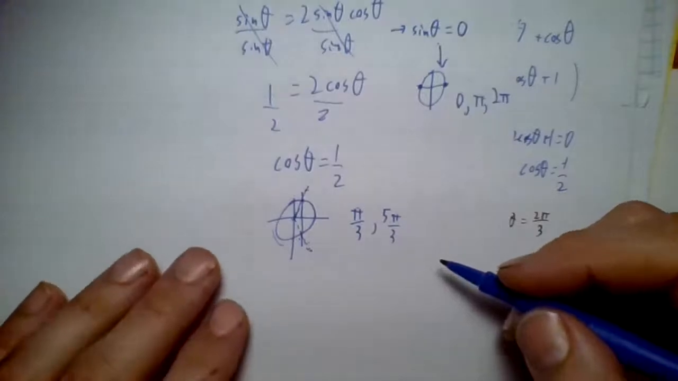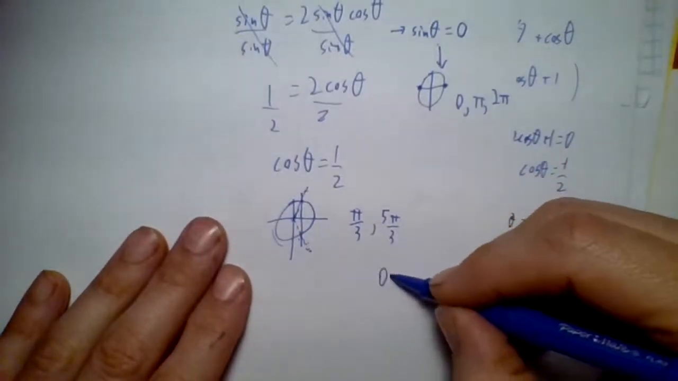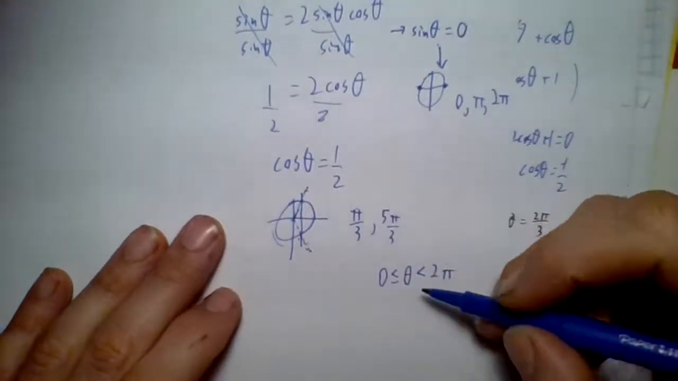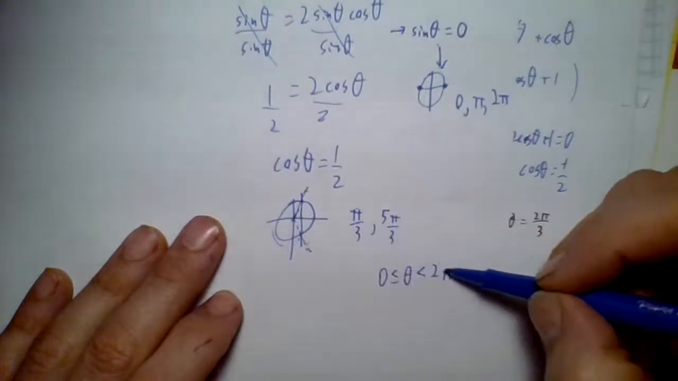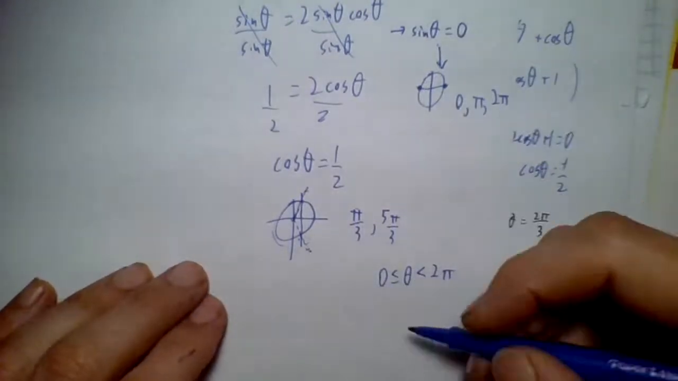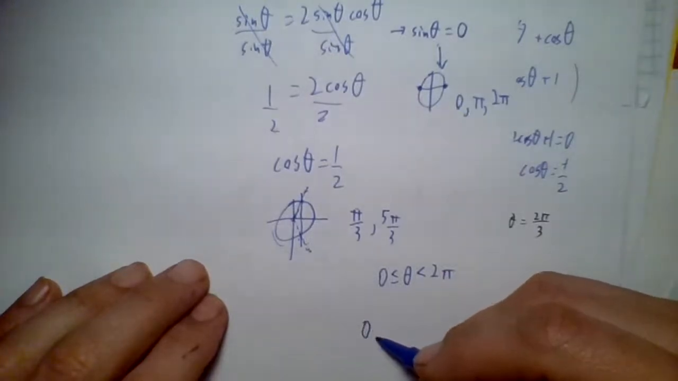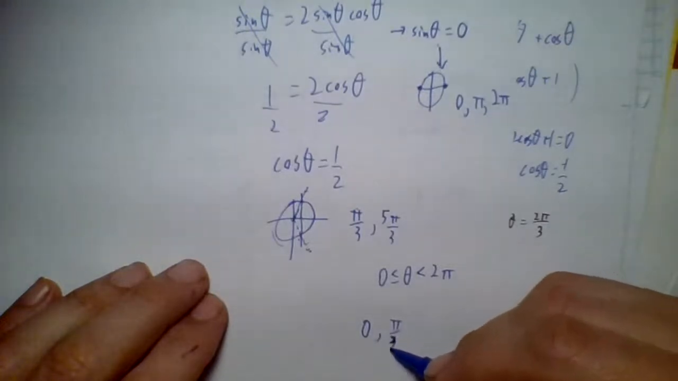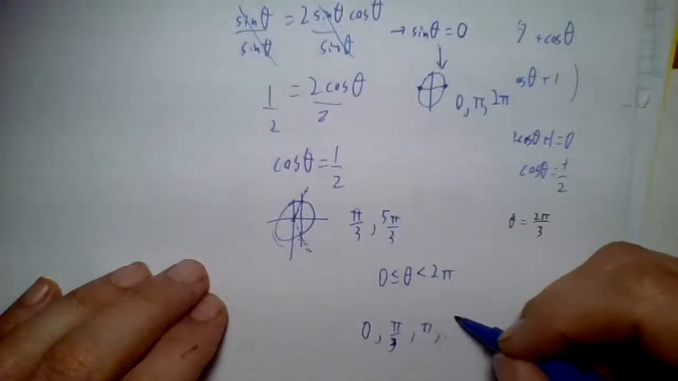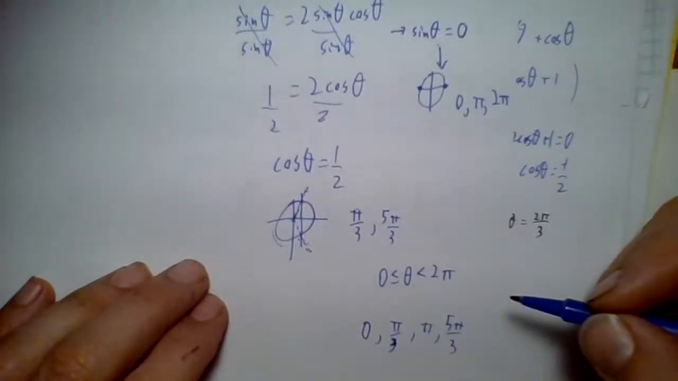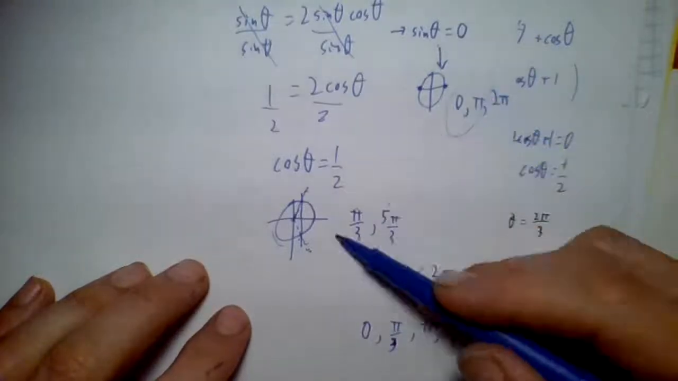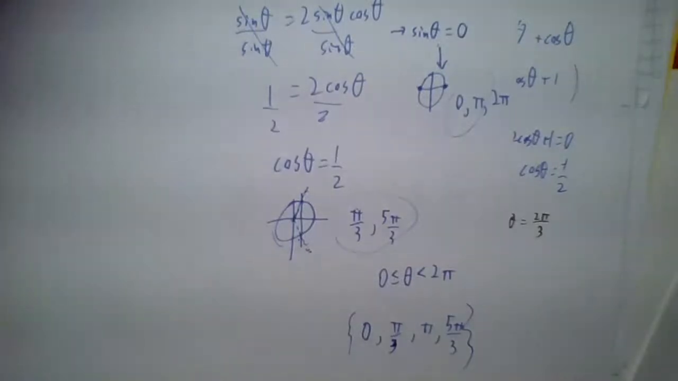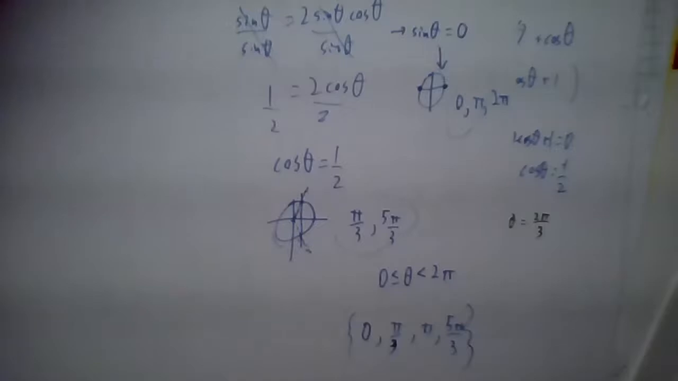Now this was asking for solutions on the interval from 0 to 2 pi. To be really precise, it actually says theta is greater than or equal to 0, but less than 2 pi. So I'm not actually going to include the 2 pi. My list would just be 0, pi over 3, pi, and 5 pi over 3. Those are in order. I just set these two solutions and these two solutions in numerical order right there. But that's my whole set of solutions between 0 and 2 pi.